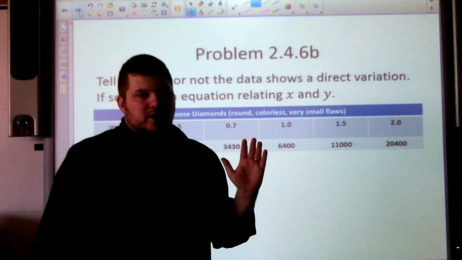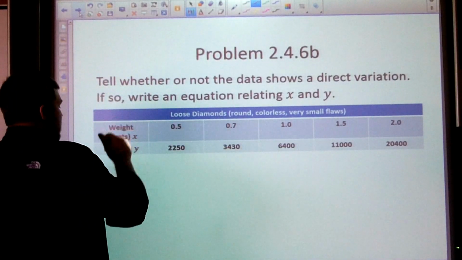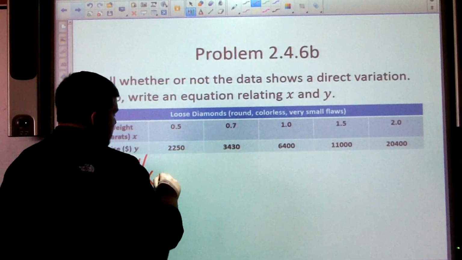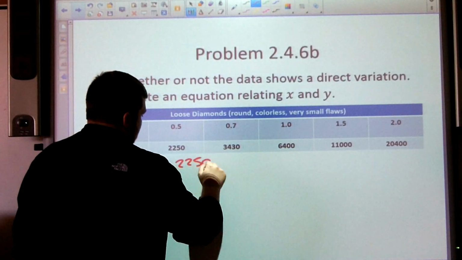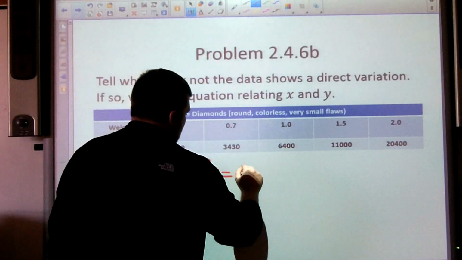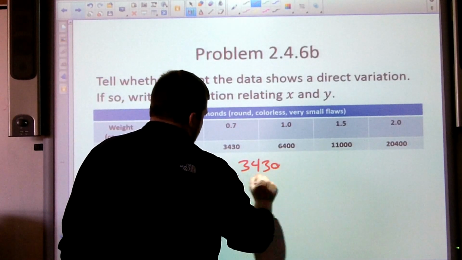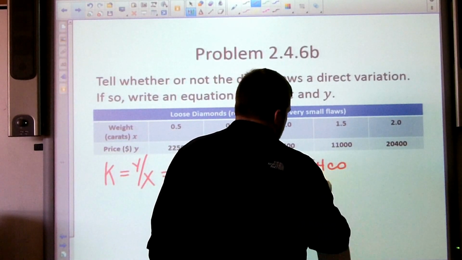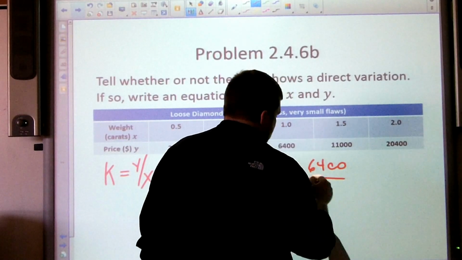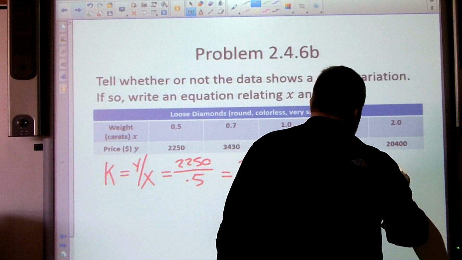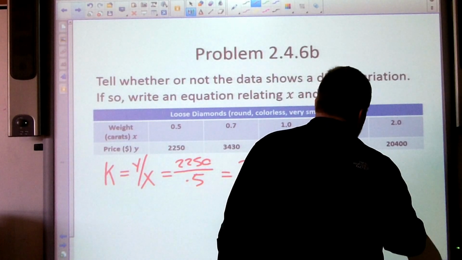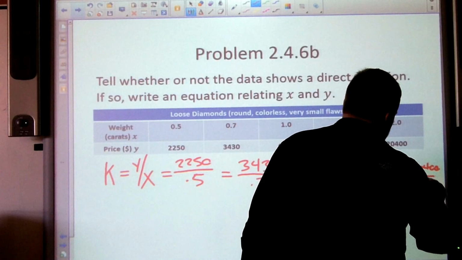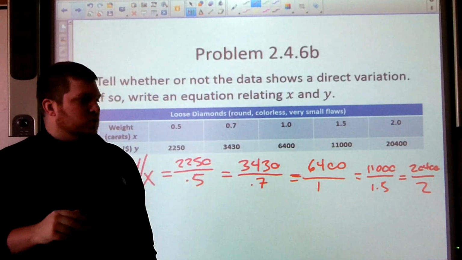Same type of problem. Okay, so the first thing we're going to look at is a ratio, k is equal to y over x. And we're going to check each one of these ratios. So 2250 divided by 0.5, 3430 divided by 0.7, 6400 divided by 1, 11,000 divided by 1.5, 20,400 divided by 2. Okay, and I want to go through and check each one of these.